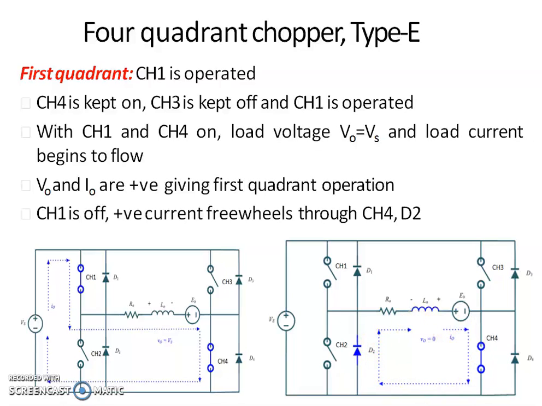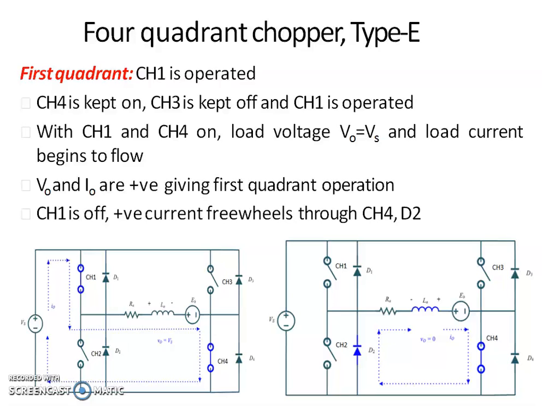In order to obtain first quadrant operation, we are operating the switch CH1. The switch CH1 is in operating condition, means we are giving switching pulse to the switch CH1 only. Then we are assuming that CH1 is in on condition. When CH1 is on, in order to obtain positive voltage, we have to turn on CH4.